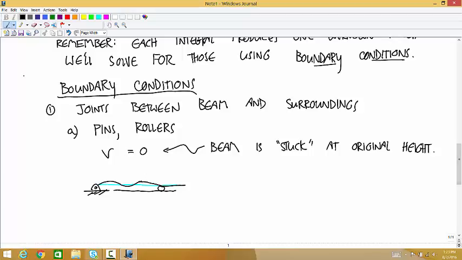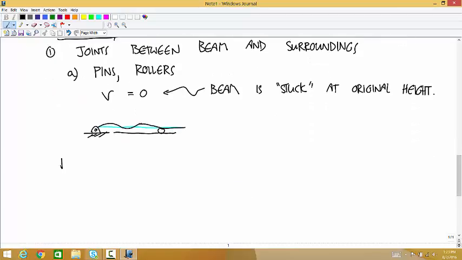The other type of joint is a fixed joint. And at a fixed joint, you also have that place on the beam confined to its original location. So V is equal to 0 at that point. But the slope of the beam is also locked in at that position. So V prime is also equal to 0.